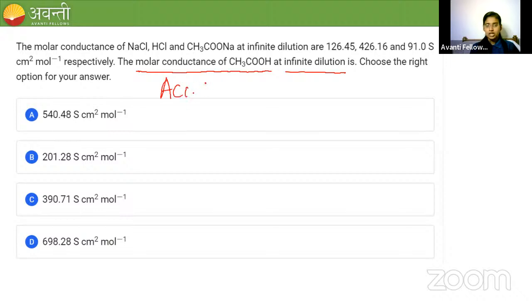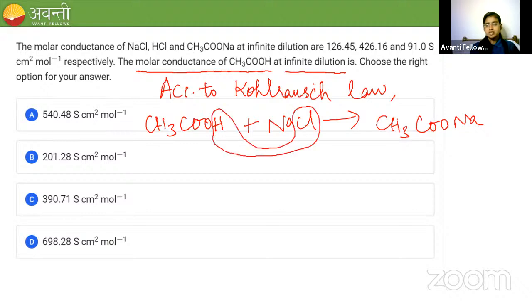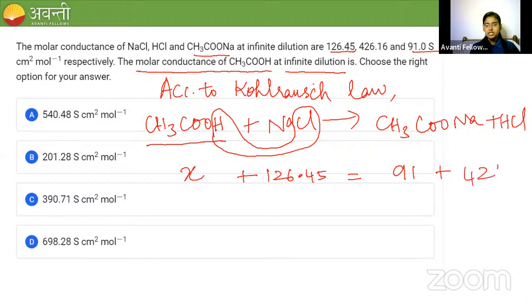According to Kohlrausch law, for infinite dilution, CH3COOH, the weak acid, will react with NaCl to produce CH3COONa with the removal of HCl. Now we have to find out the molar conductance of acetic acid. Let me take that as X. For NaCl, the value given here is 126.45. So X plus 126.45 is equal to, just equate these two, for CH3COONa it is 91 plus 426.16. X is equal to 91 plus 426.16.